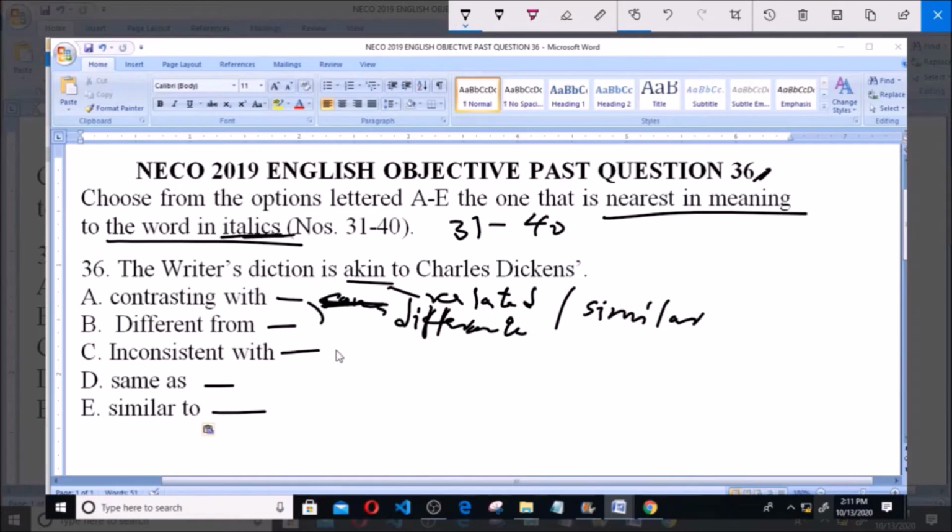Then inconsistent means not usual. Then same is self-explained. This is where we have similar. So we can say that the writer's diction is similar to Charles Dickens's, that is to that of Charles Dickens. So option E is correct.